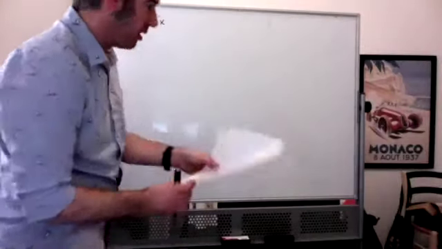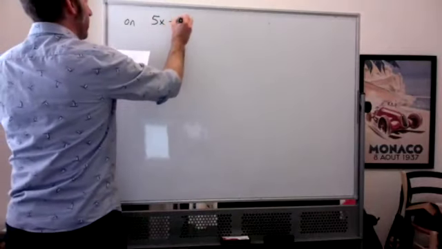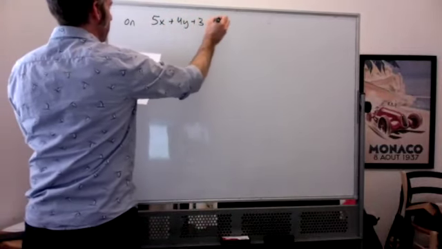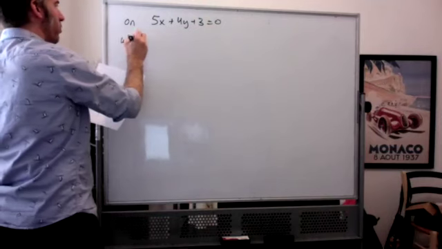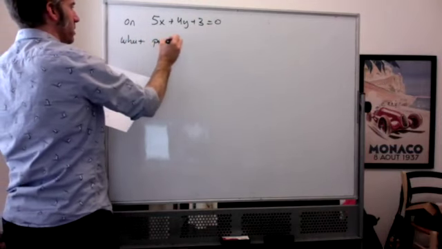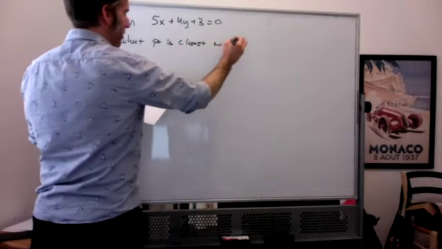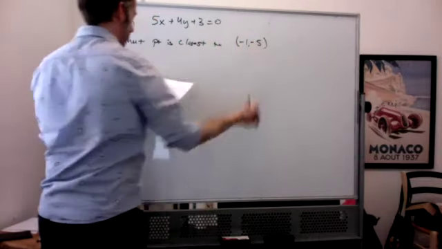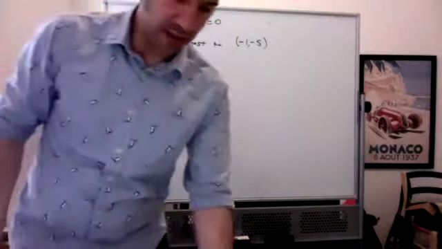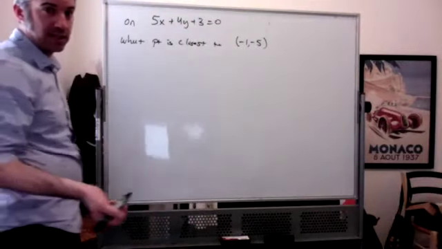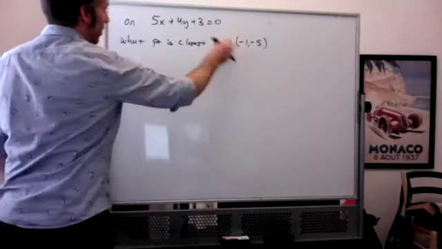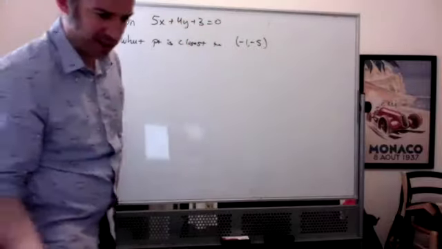Okay, so same kind of question for this one. On the line 5x plus 4y plus 3 equal to 0, what point is closest to (-1, -5)? Okay, so same deal. We want to minimize the distance between this point and this line. I don't know what that line looks like exactly.